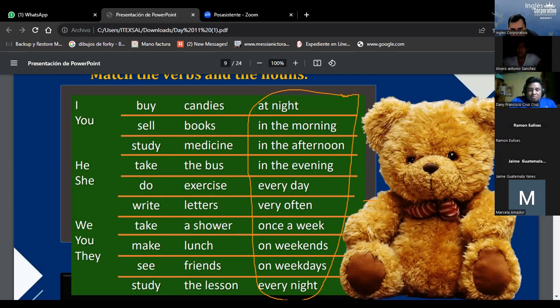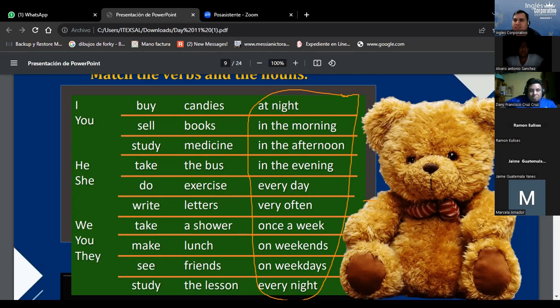I buy candies at night. I buy candies in the morning. I buy candies in the afternoon. I buy candies in the evening. I buy candies every day. I buy candies very often. I buy candies once a week. I buy candies on weekends. I buy candies on weekdays. I buy candies every night. So you combine all of them.